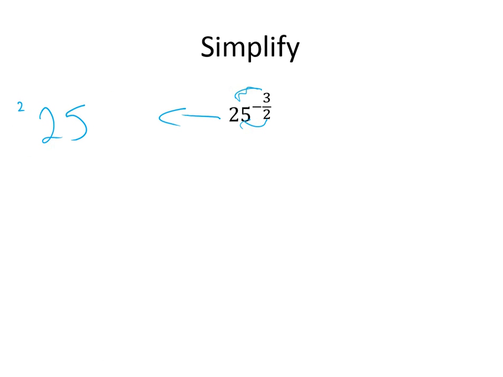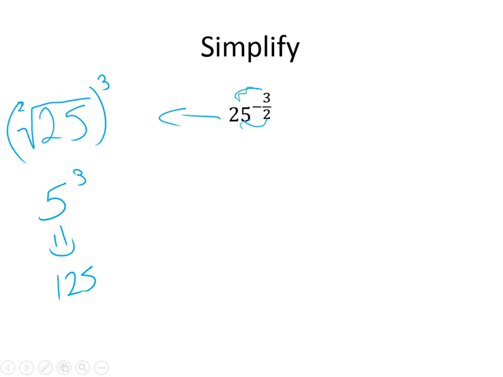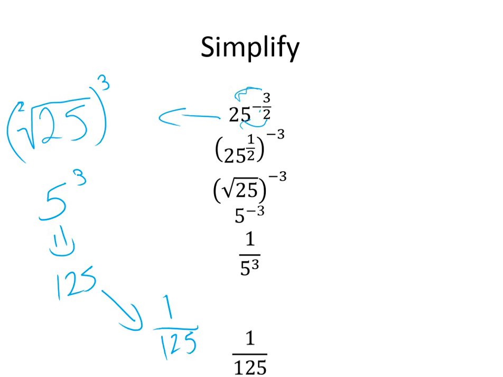So we'll write it like this, cubed. So the square root of 25 is 5, and then we're going to cube 5, which would be 125. And now we're still taking it to the negative power, which means it goes into the denominator. So it'd be 1 over 125. And that would be our simplified form of this.